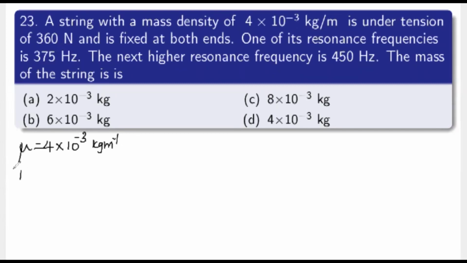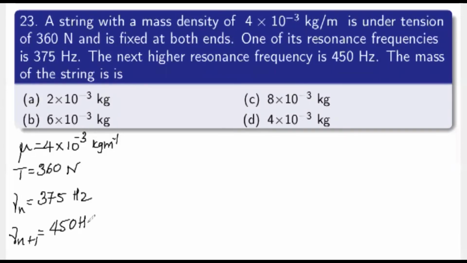Under a tension of 360 newtons. So tension is 360 newtons. What else? One of its resonance frequencies, I will call that some nth harmonic, is equal to 375 hertz. The next higher resonance frequency is 450 hertz. So nu n plus 1 is 450 hertz. This is the very next harmonic. Now they're asking for the mass of the string.